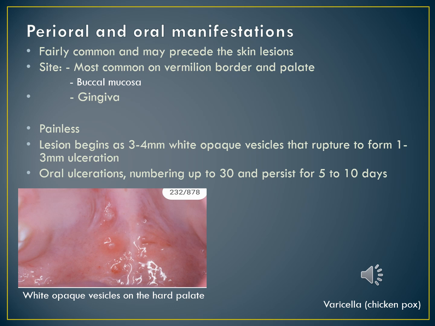Perioral and oral manifestations of varicella are fairly common and may precede the skin lesions. The most common site is the vermilion border and palate, followed by buccal mucosa and gingiva. It is painless. The lesion begins as 3 to 4 mm white opaque vesicles that rupture to form 1 to 3 mm ulcerations. Oral ulcerations number up to 20 and may persist for 5 to 10 days.